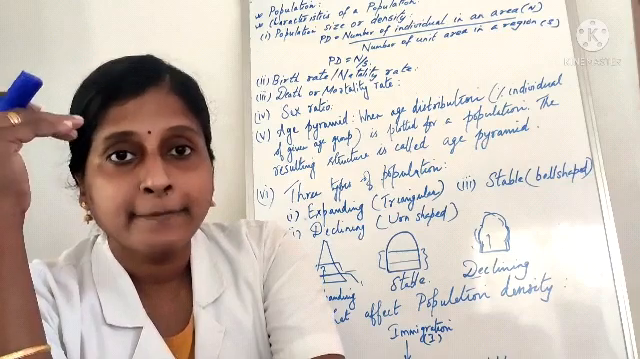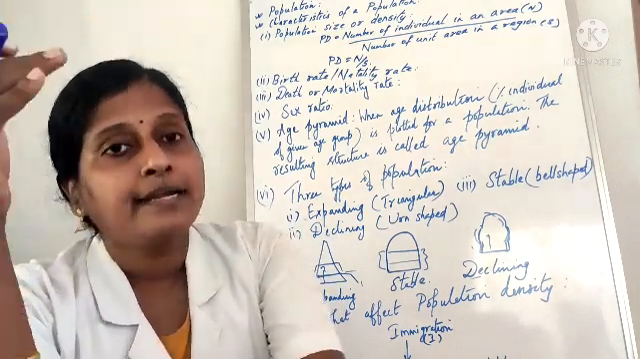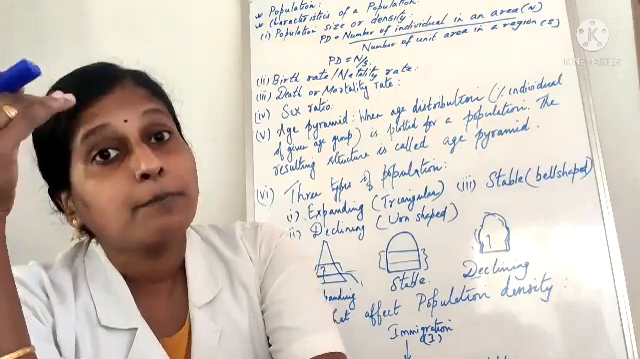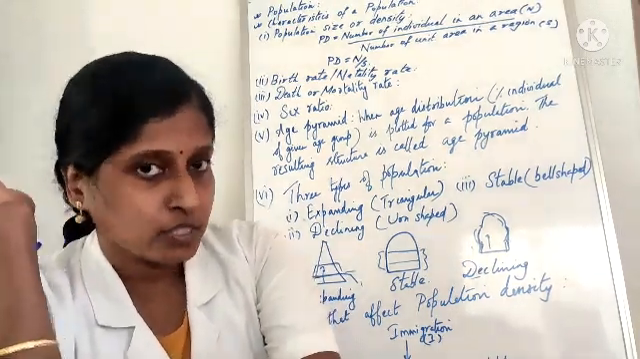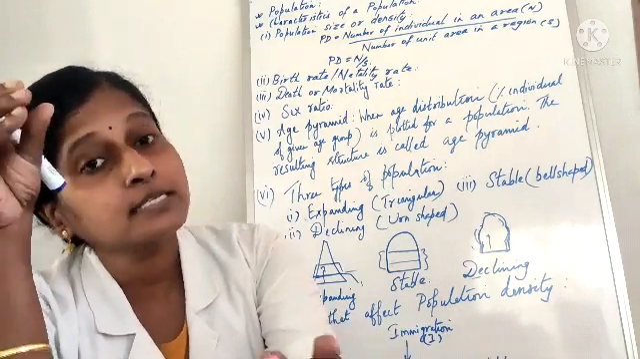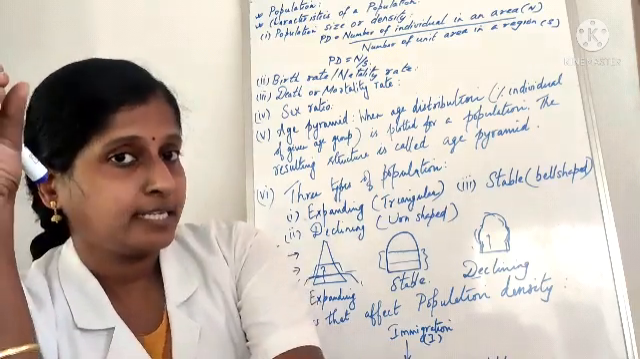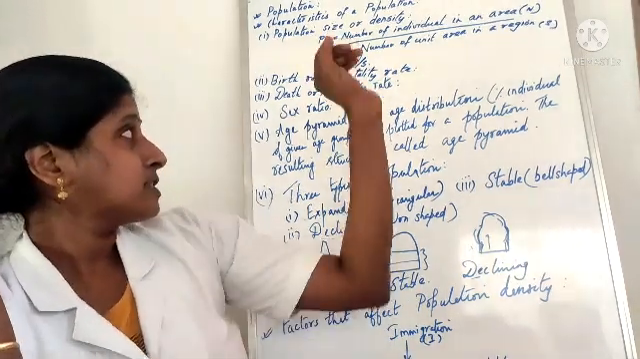Understood? So birth rate or natality rate is the number of births per 1000 individuals, and death rate is the number of deaths per 1000 individuals. Okay. So these two terms you should remember. Birth rate is otherwise referred to as natality rate. Death rate is otherwise referred to as mortality rate.